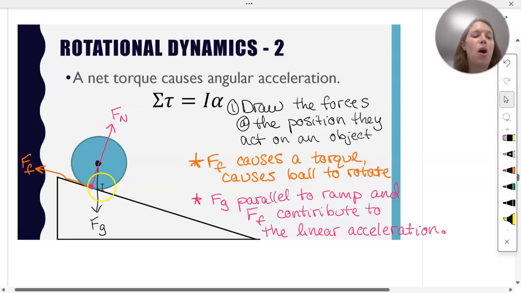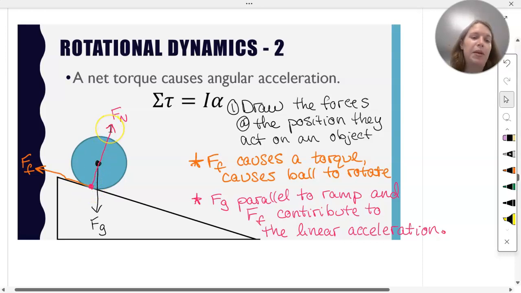So if we have a ball or a sphere sitting on a ramp, the forces that act on this would be the normal force perpendicular to the surface, so that acts at the point of the surface. We've got the force of gravity, which acts from the center of mass straight down, and then the force of friction acts opposing motion, so that goes up the ramp, and that is what's going to cause a torque and cause the ball to rotate, because this force is acting perpendicular and at a distance away from the rotation axis. So Fg does not cause a torque, it's acting right at the rotation axis.